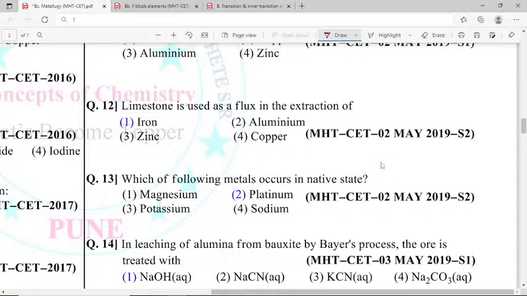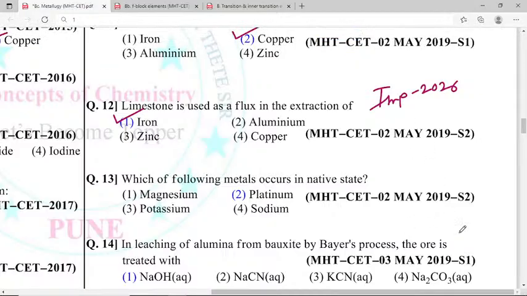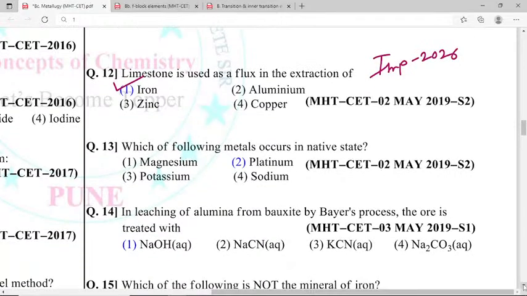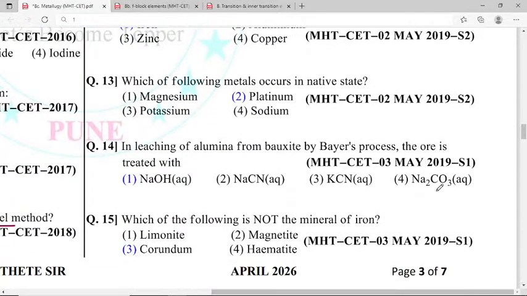Limestone is used as a flux in the extraction of iron. This is again a very important question for 2026 CET exam. Which of the following metals occurs in native state? Platinum. Platinum is the metal that occurs in native state in the pure form.